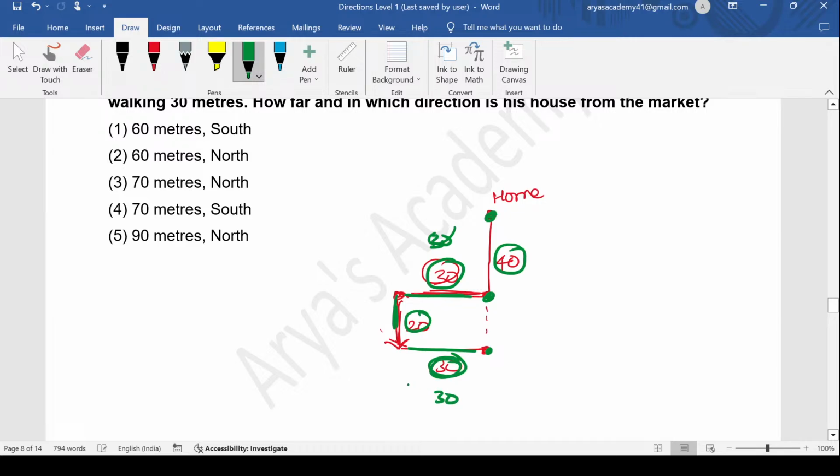As they have said, he is moving 30 meters. That is why I have shown that this is the point and all these 3 points are in a straight line, because we already know this value is 30. Fine.